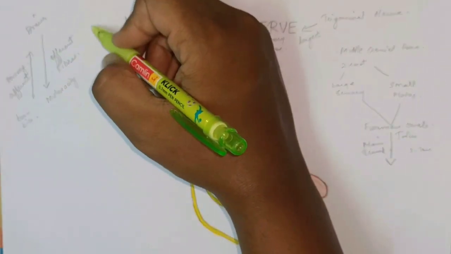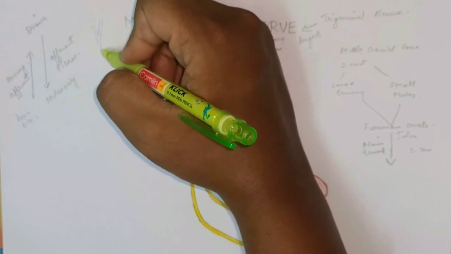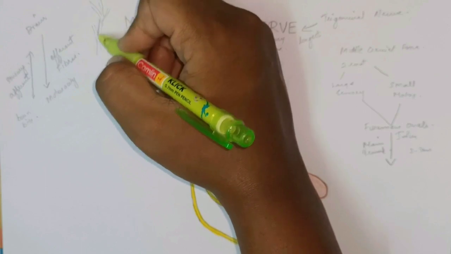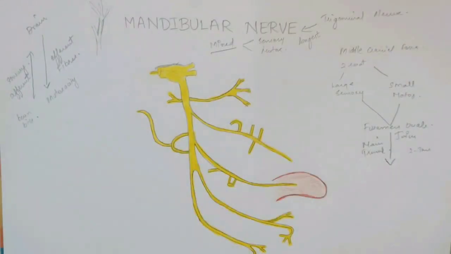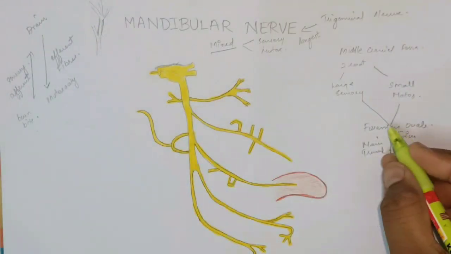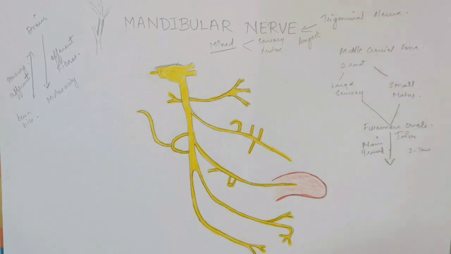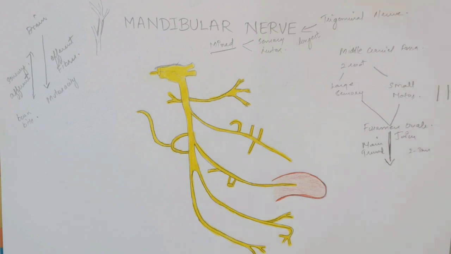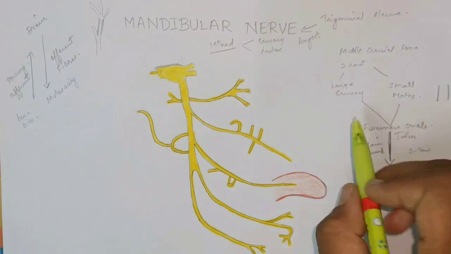Let's see what a trunk is. If you look at a tree, before the branches come, you will have the thick bark area, right? That thick area is called the trunk. Only from that trunk do you get the branches. So as soon as it comes out from the foramen ovale, it forms a main trunk, which remains as a trunk for 2 to 3 millimeters. After that, it will get divided into an anterior division and a large posterior division.